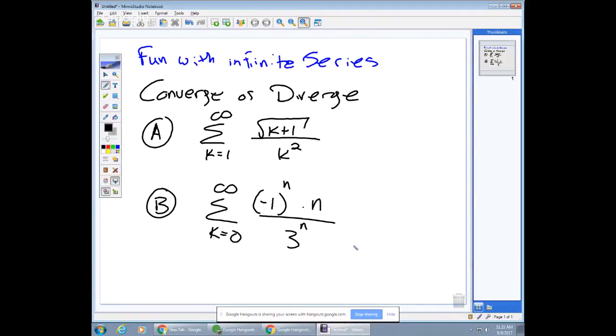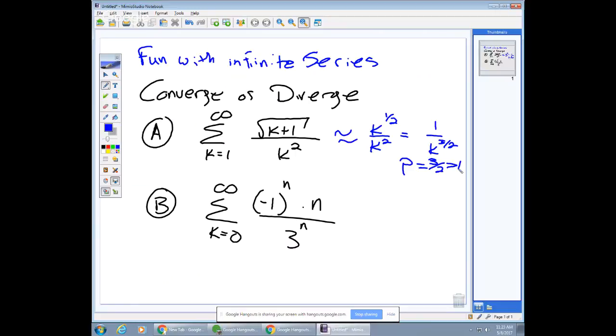All right, so if it was just square root of k, and I didn't have that plus 1, then that would be k to the 1/2 over k squared. And if you consolidate the k's, you're going to get 1 over k to the 3/2 in the denominator. And so this is kind of like a p-series with p equal to 3/2, which is greater than 1, which means it would be convergent.